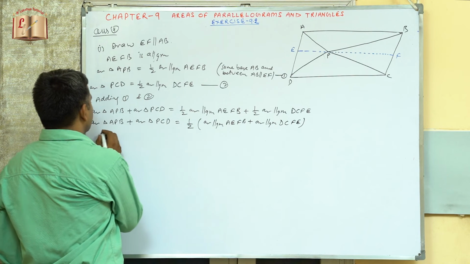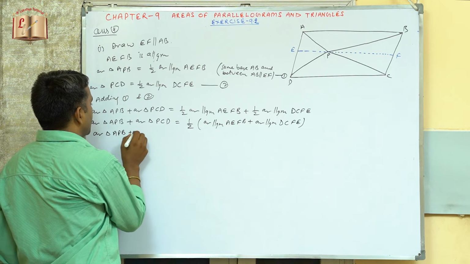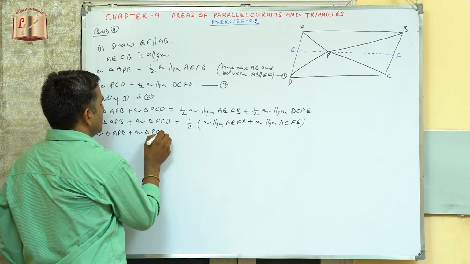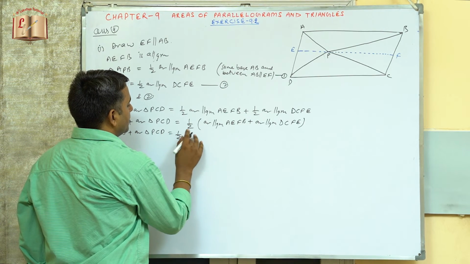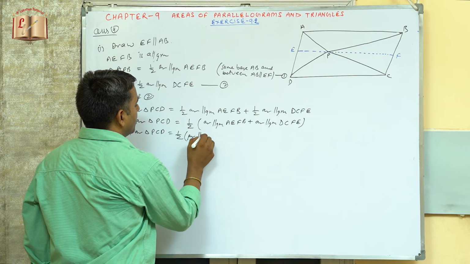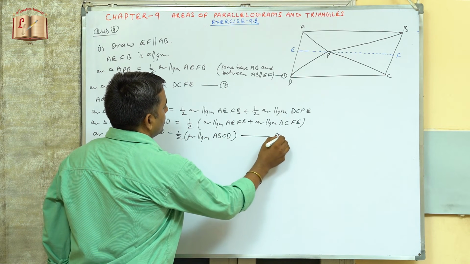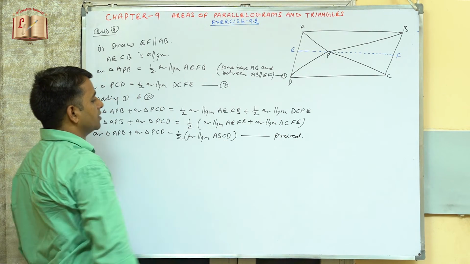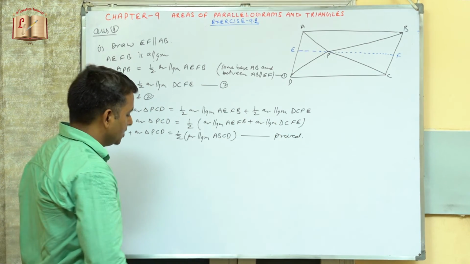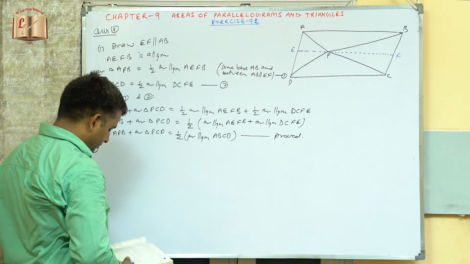If we add this up, area of triangle APB plus area of triangle PCD will be equal to half of area of parallelogram ABCD. So this is now proved. Sum of these two areas will be equal to half the area of ABCD. So the first one is proved. Now coming to the second one.